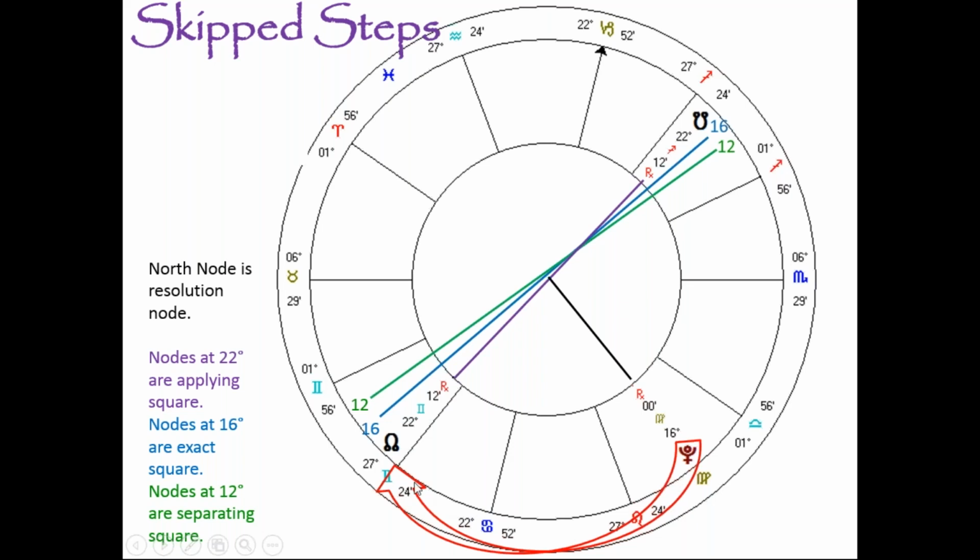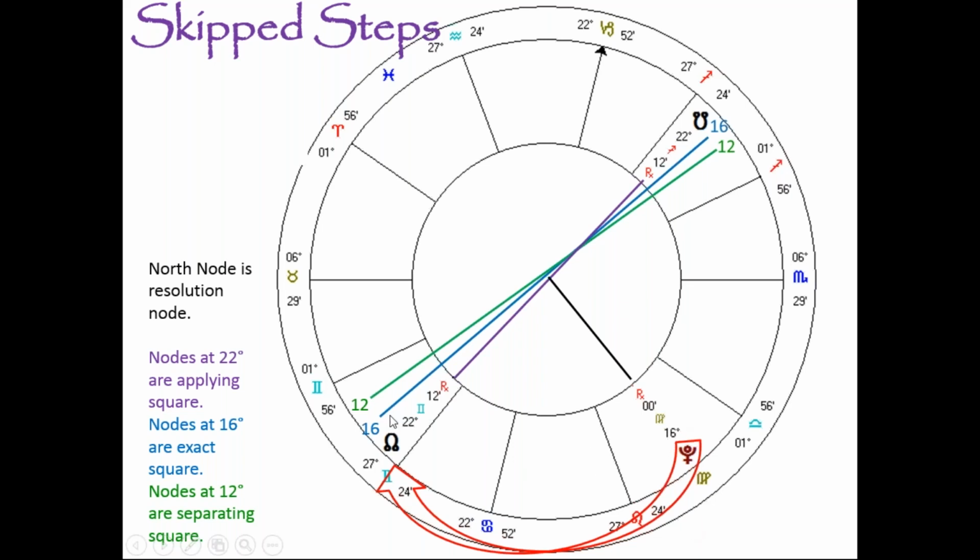It's not quite 90 degrees yet. If that North Node was 16 degrees Gemini, then it'd be exact square. And if that North Node was 12 degrees Gemini, it'd be a separating or first quarter square. And in general, when the nodes are applying squares to the planet, there's more buildup of skip steps, and they could continue to build up that skip step energy if they don't really make an effort to work on it.